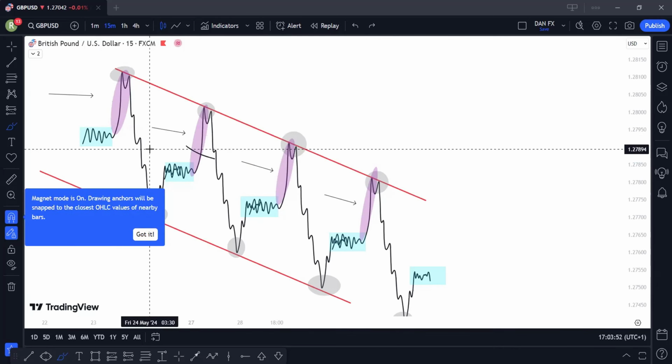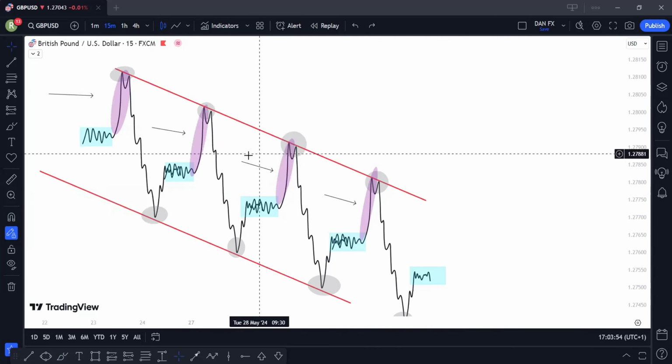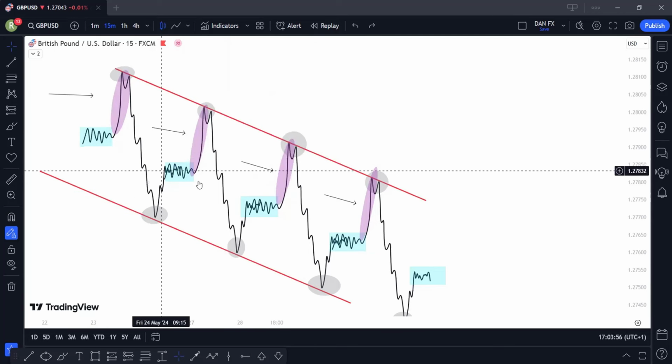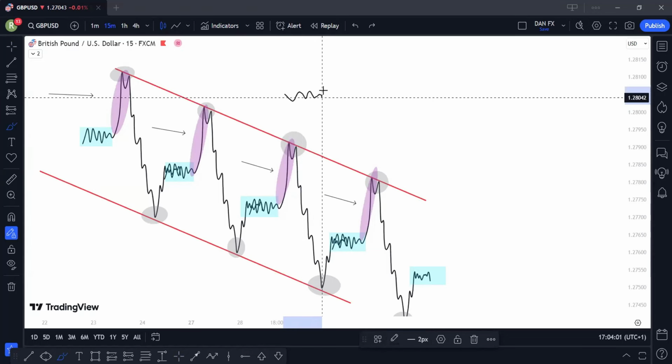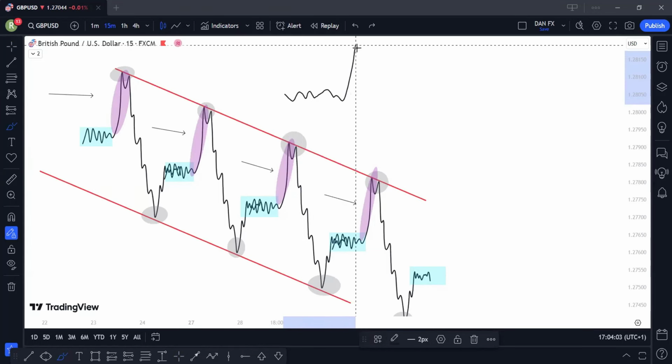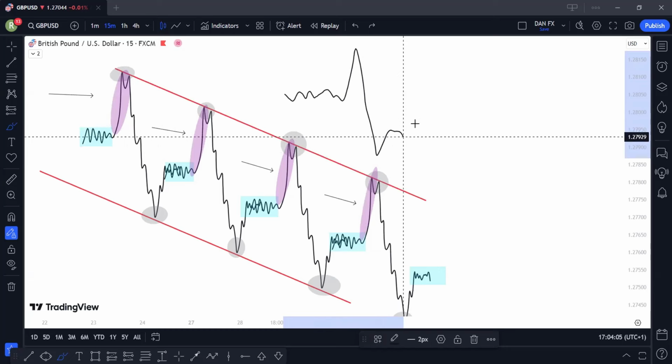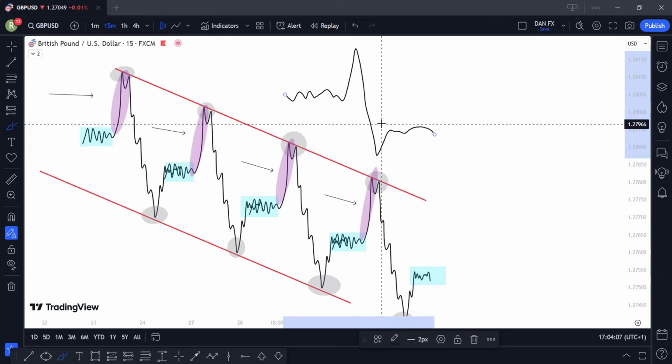Right. So this is how market makers form a downtrend. So how do they form an uptrend? It's very simple. If this is what forms a downtrend, where they consolidate, break to the upside, and then break to the downside and end here.